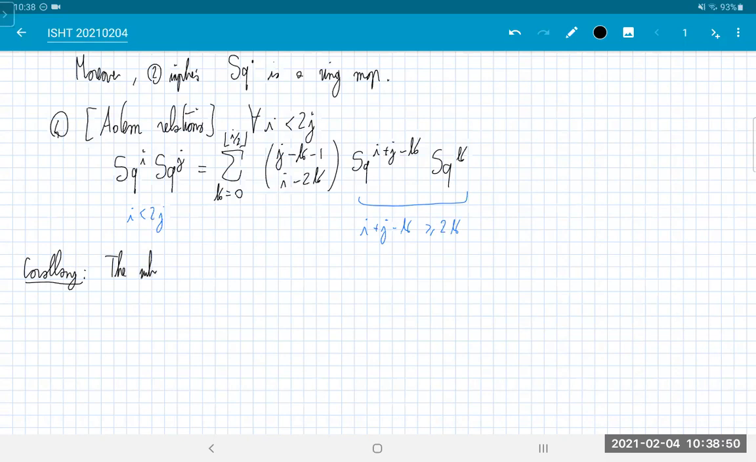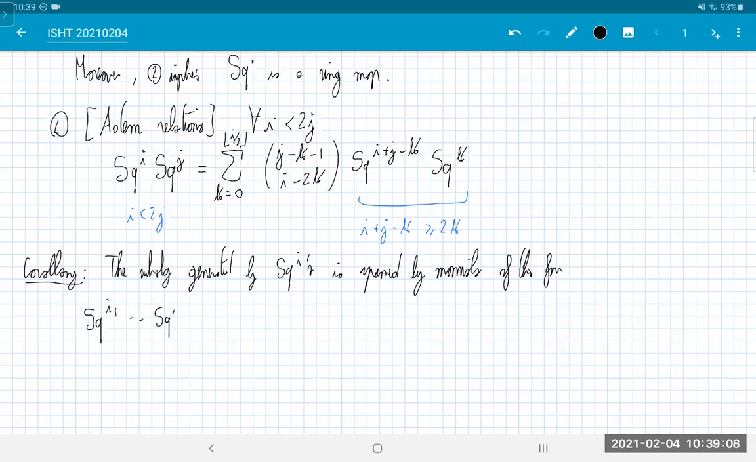The subalgebra generated by Sq^i's is spanned by monomials of the form Sq^i1 through Sq^in with i_j greater or equal than twice i_(j+1). And in fact, it turns out that these are linearly independent. So let me write these as Sq^I, and this is called an admissible sequence. Admissibility is this condition here.